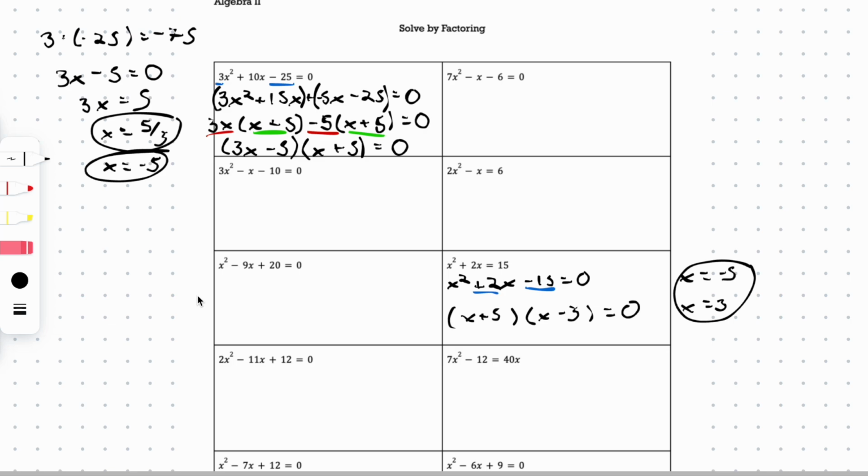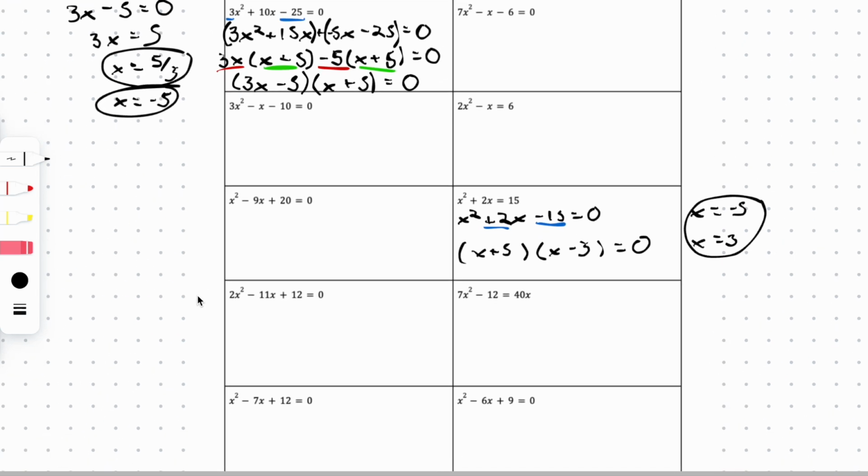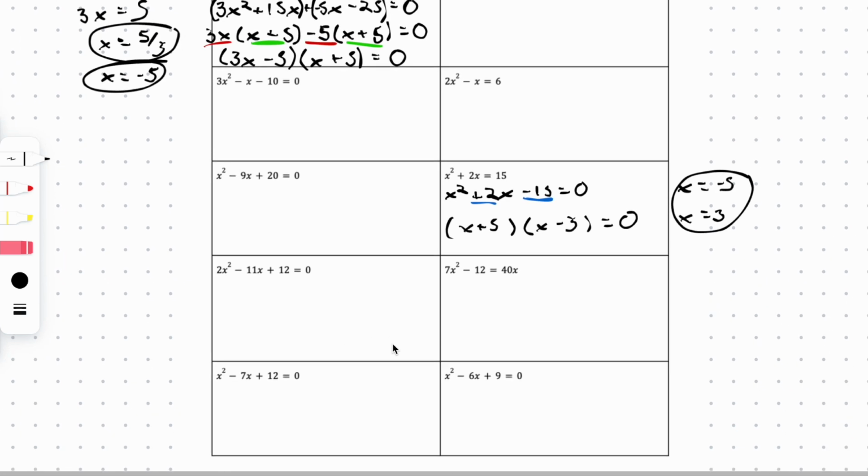Great. Okay, let's do one more practice problem where our a value is greater than 1. Let's do this problem. Okay, I'm going to move that 40x over. And that's going to be -40x minus 12 equals 0.